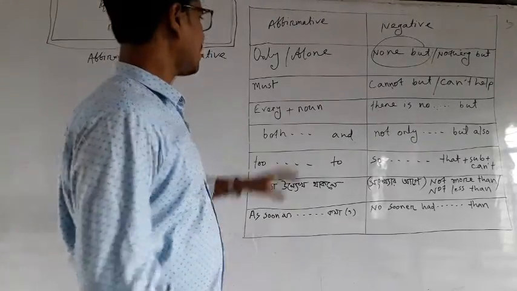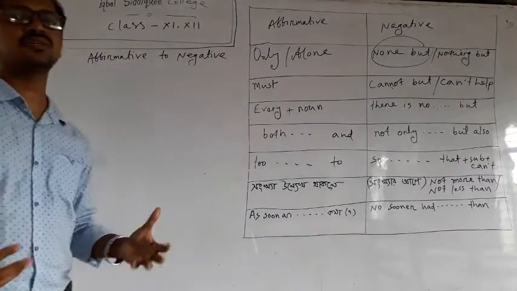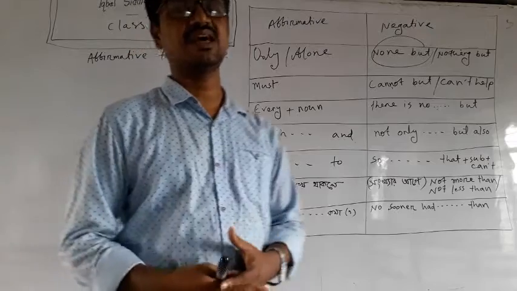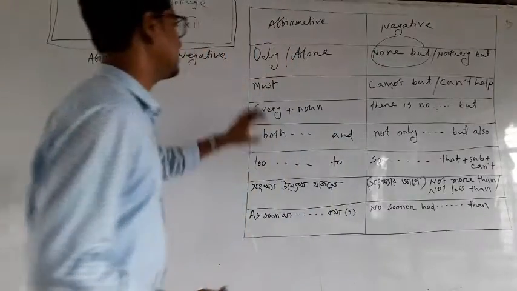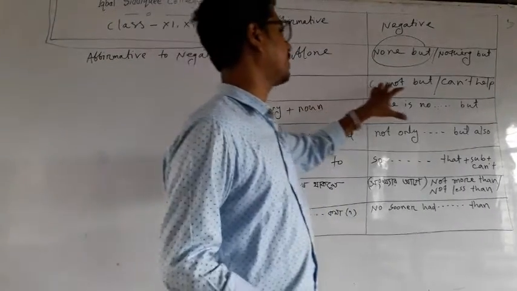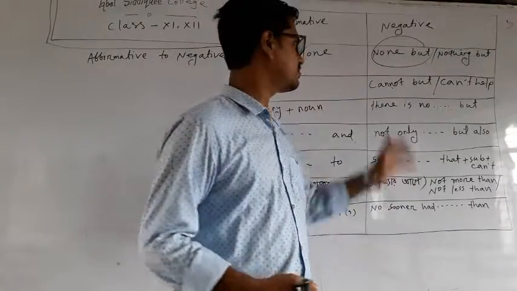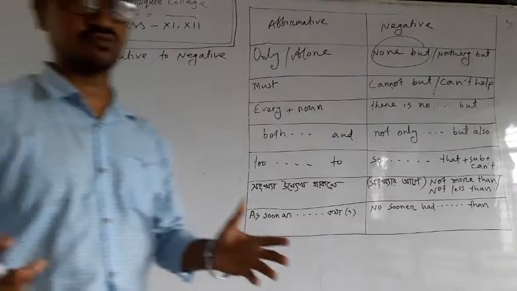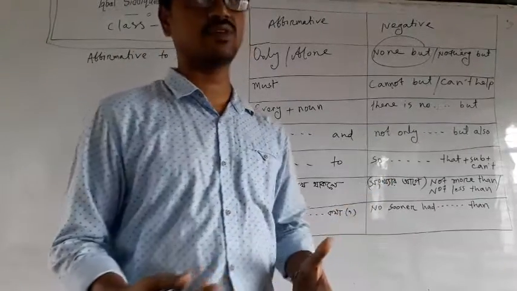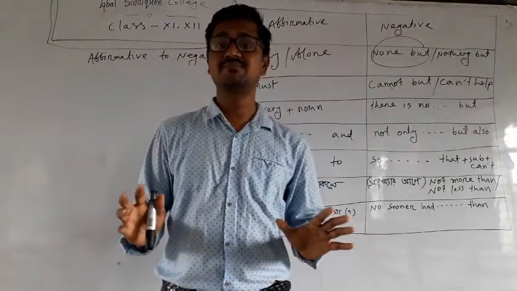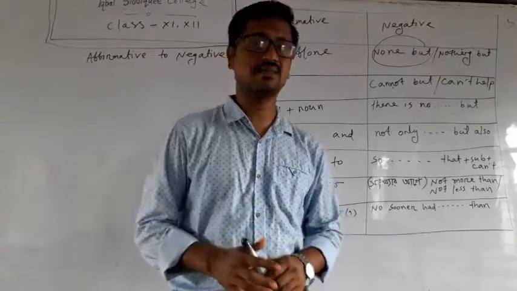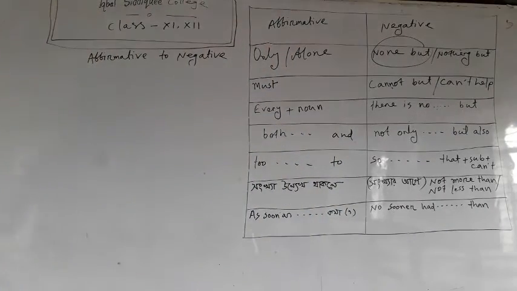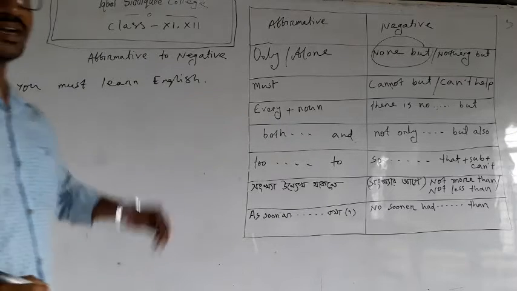Sometimes "must" can be used to make a sentence negative, and if you get "must," you have to use "cannot but" in lieu of "must," or "cannot help." You can also use "cannot help," but it is somewhat difficult because after "cannot help" we have to make the sentence with verb plus -ing or something like this. So we are going to make an example. Example 1: You must learn English.